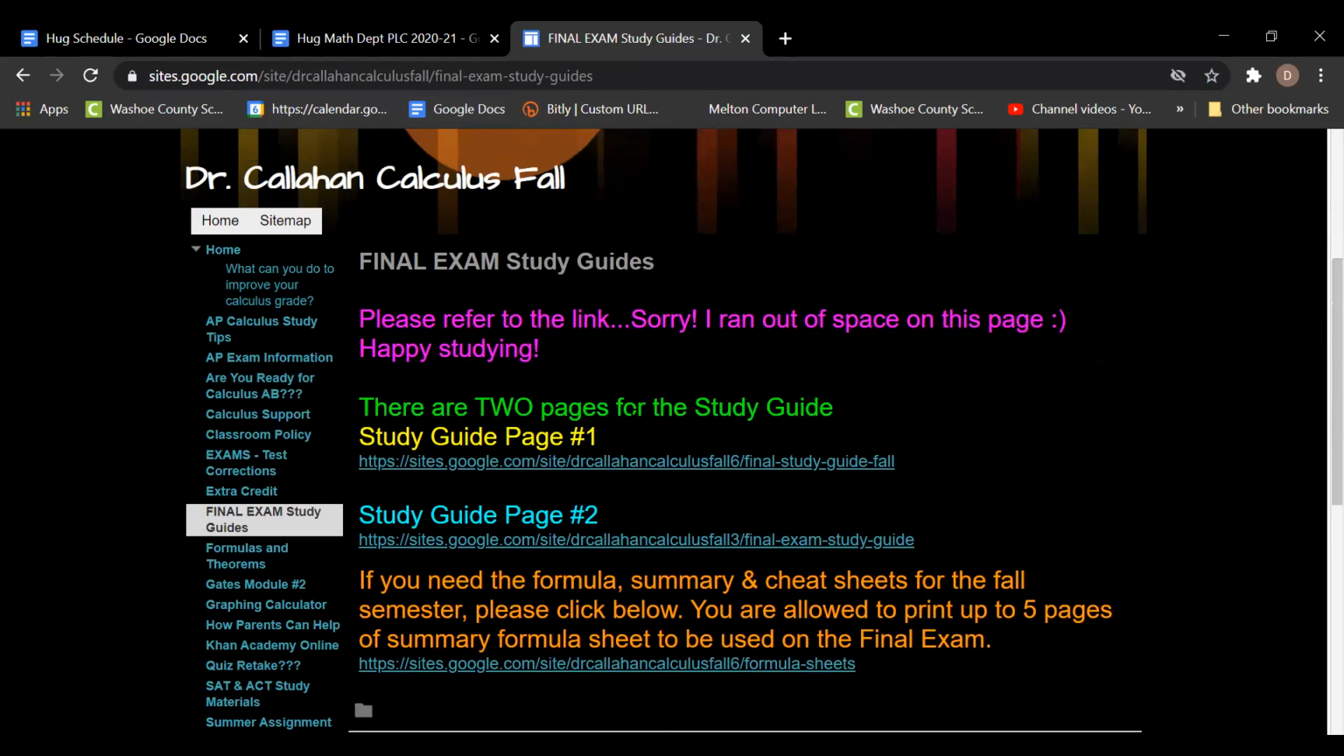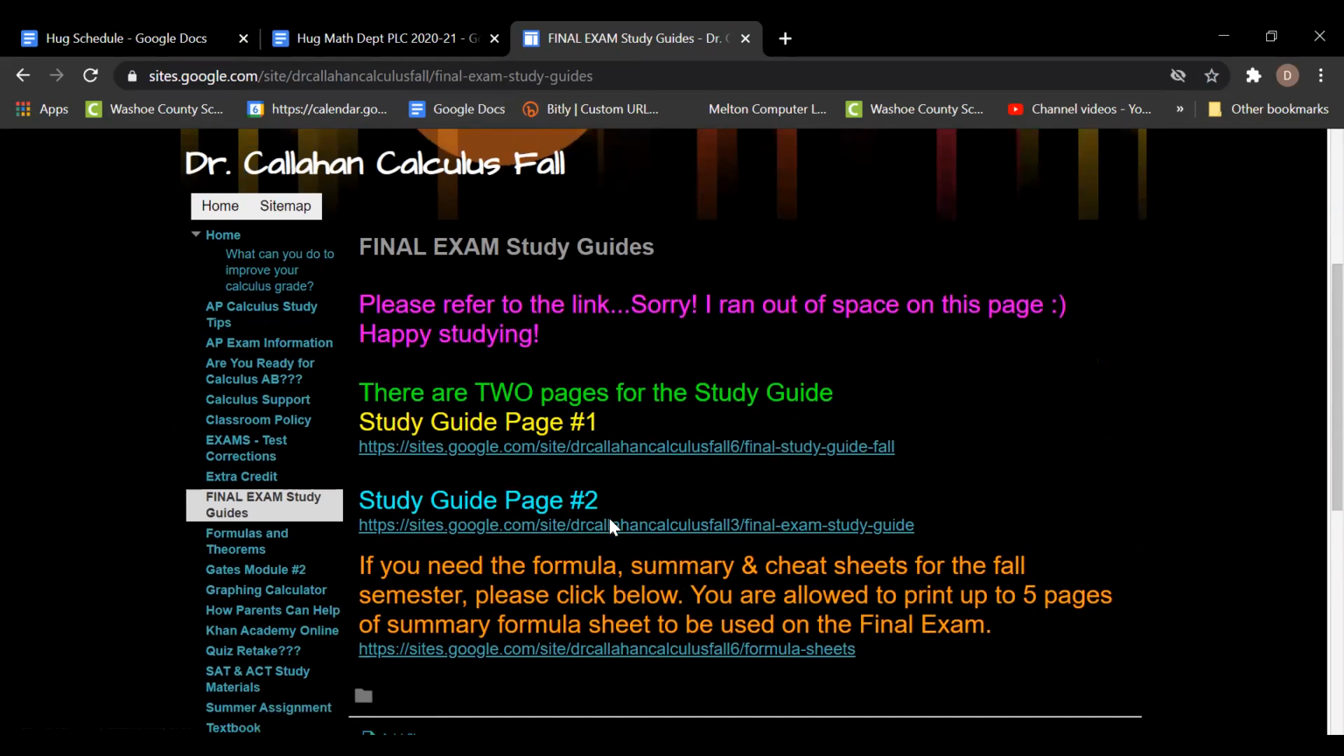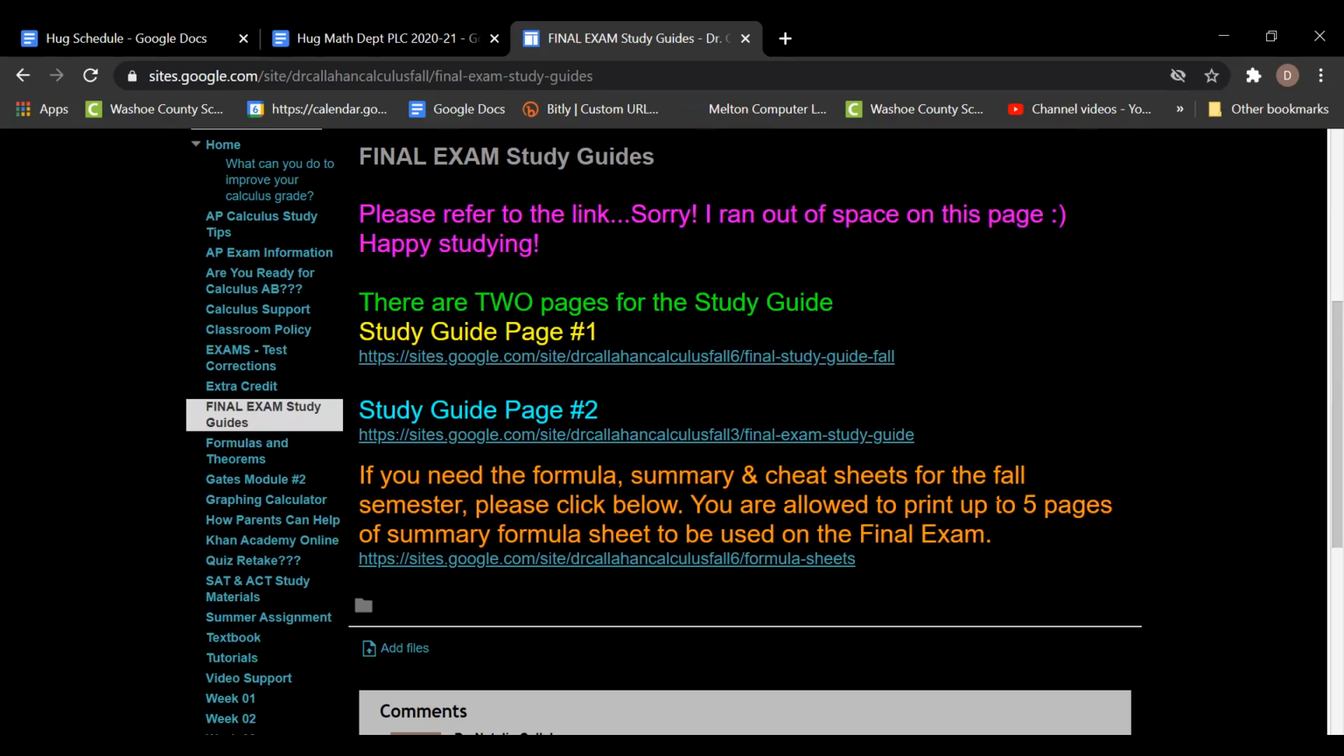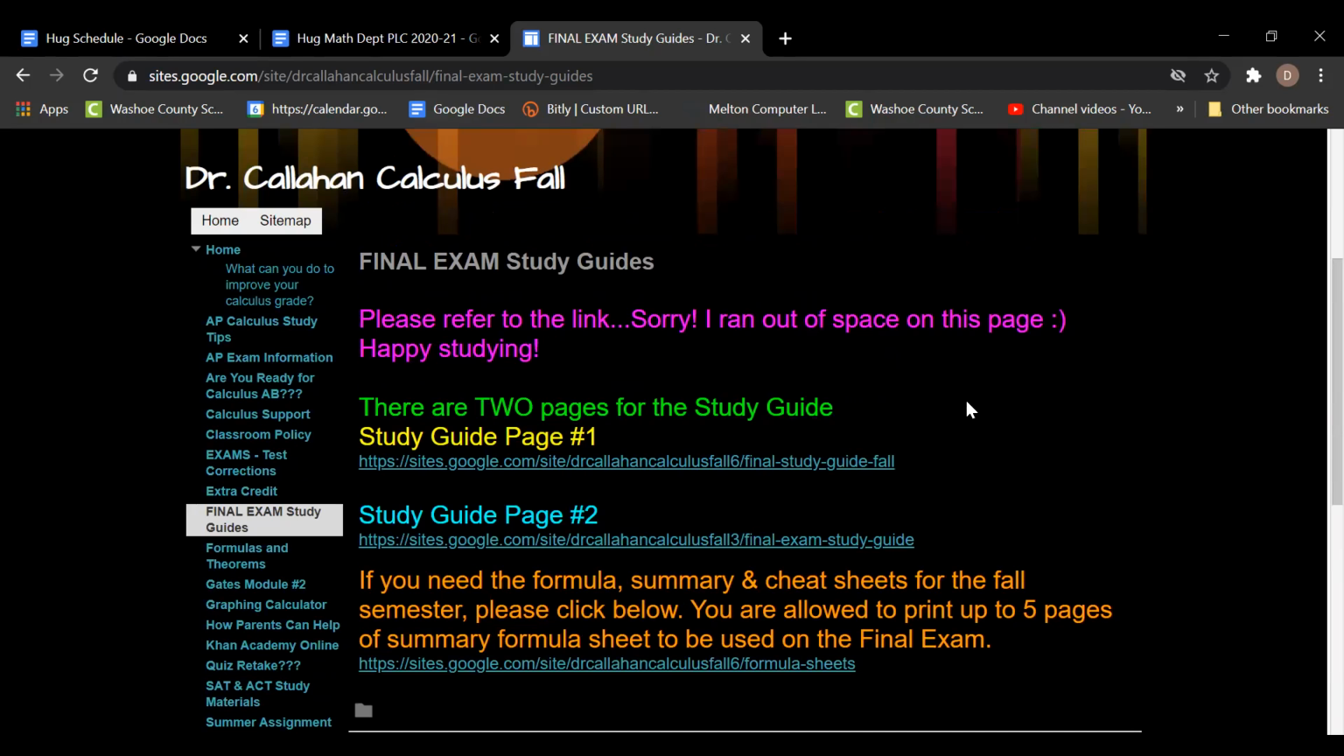There are 2 pages for the study guide, page 1 and page 2. If you need any of the formula summary cheat sheets for the fall semester, please click below. It says you're allowed a 5 page summary formula sheet, but quite frankly, you can print as many as you want. Whatever you bring to the final exam, you're welcome to use, with the exception of another person taking the test with you, or texting somebody else for the answers. If you're going to go through that much effort, you might as well just study for it. I can't imagine anyone doing that.